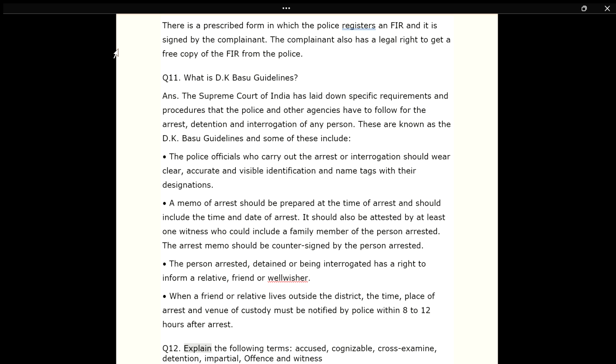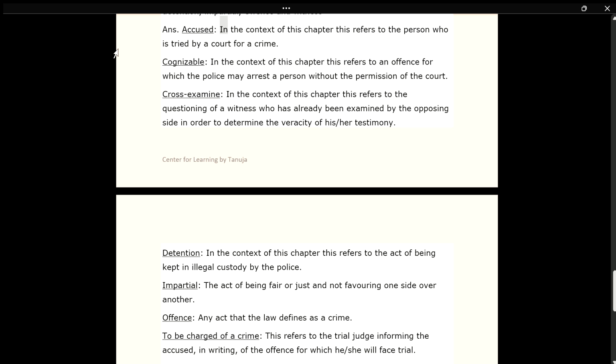Q12. Explain the following terms: accused, cognizable, cross-examine, detention, impartial, offense and witness. ANS. Accused. In the context of this chapter, this refers to the person who is tried by a court for a crime. Cognizable. In the context of this chapter, this refers to an offense for which the police may arrest a person without the permission of the court.